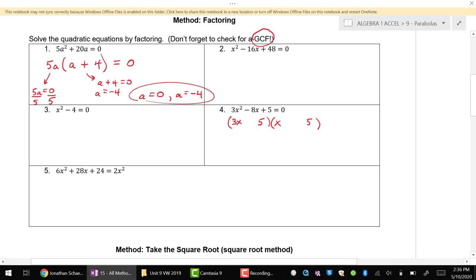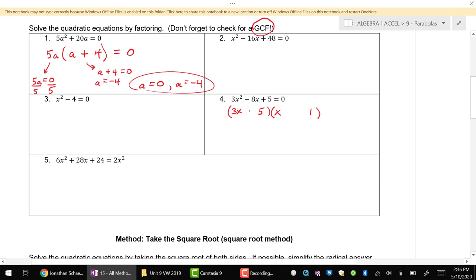Fortunately, there's only one way to get a 5. It has to be the factors 5 and 1. And this might do it here. So 3x minus 5, and then x minus 1. If you check inners, check outers, add them up, and we get negative 8x, which is the match for the middle. So I factored this correctly.